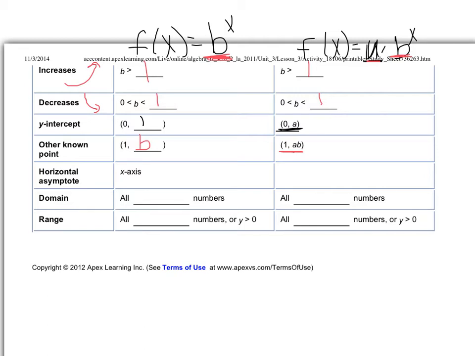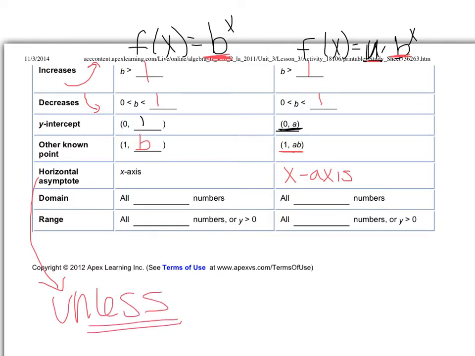So no matter what, there's a horizontal asymptote at the x-axis. Unless, we're going to make a note down here, unless the function, so like this, f of x equals b to the x, has plus or minus some number, because that's going to change our horizontal asymptote.